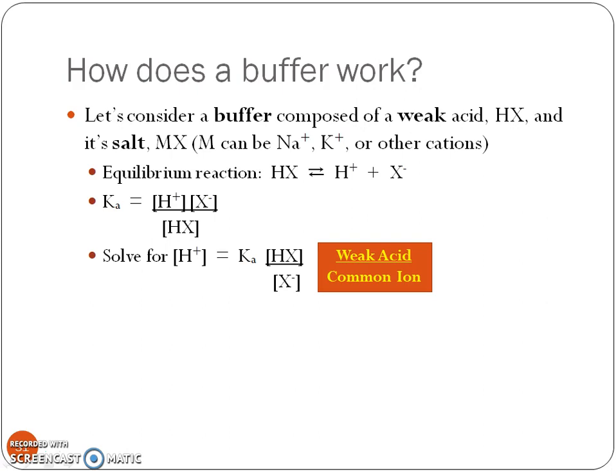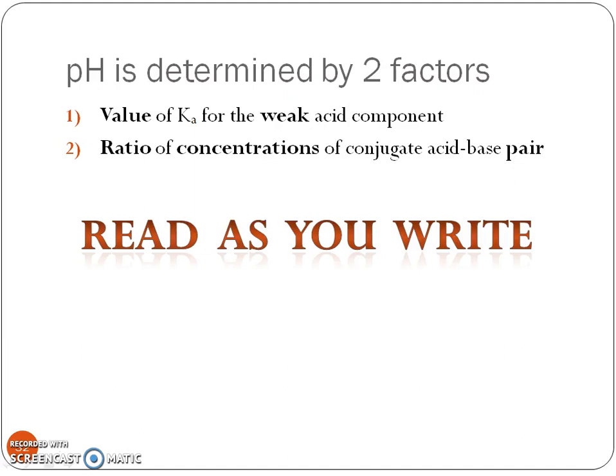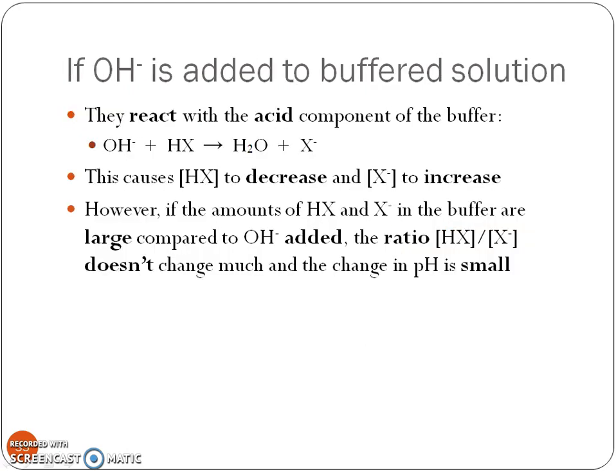So how does this buffer work? Again, it's going to be the relationship between that weak acid and that common ion, aka conjugate base. So you can have acid over base, or think of it as the weak acid over the common ion. So we want to remember this equation, and this is what he showed us in that video. So there are two factors that will determine the pH, the value of that Ka from that weak acid component, and again, that ratio of that conjugate acid-base pair.